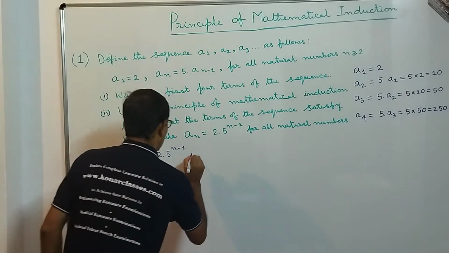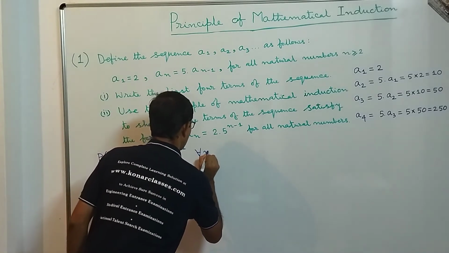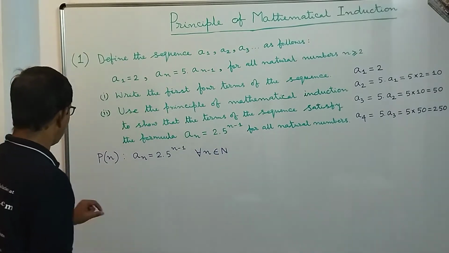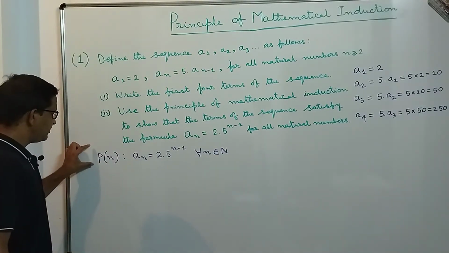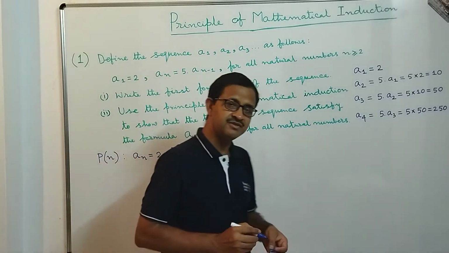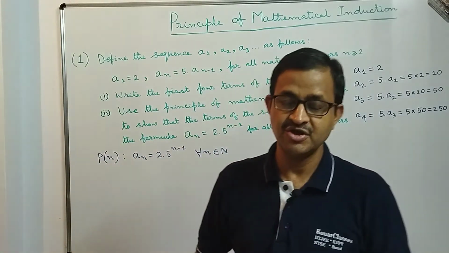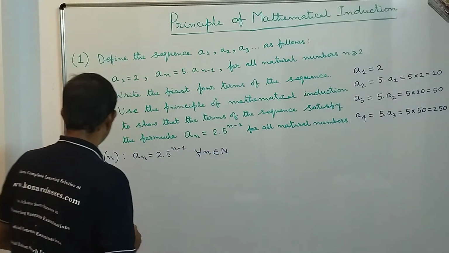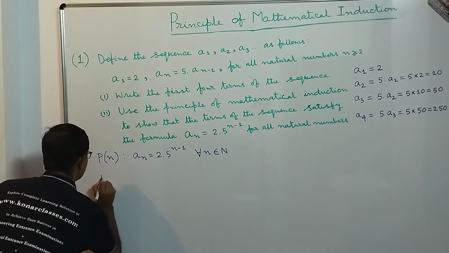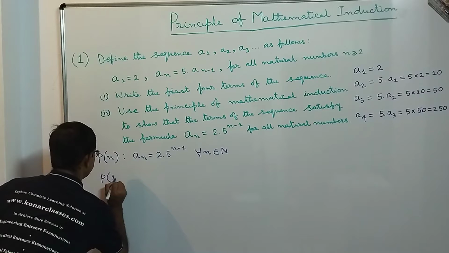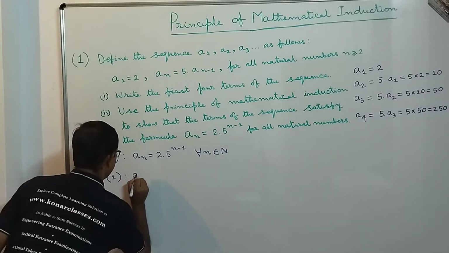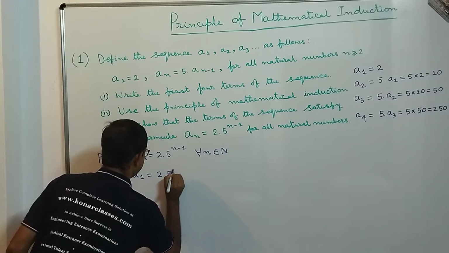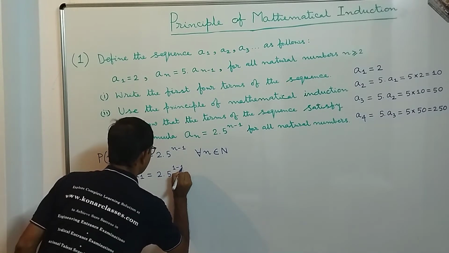for all n belonging to the set of natural numbers. Now to prove this mathematical statement using the principle of mathematical induction, first you need to show that P1 is true. So what is P1, by the way, dear students? P1 is nothing but A1 equal to 2 into 5 to the power 1 minus 1.